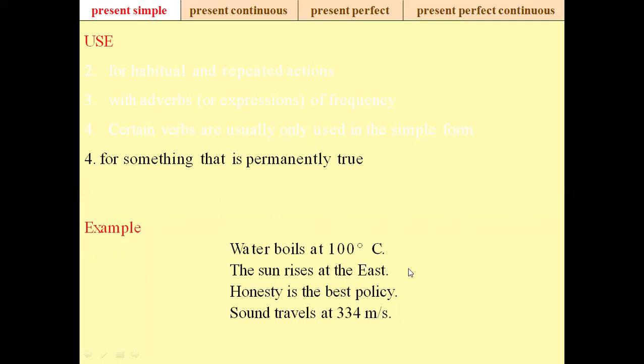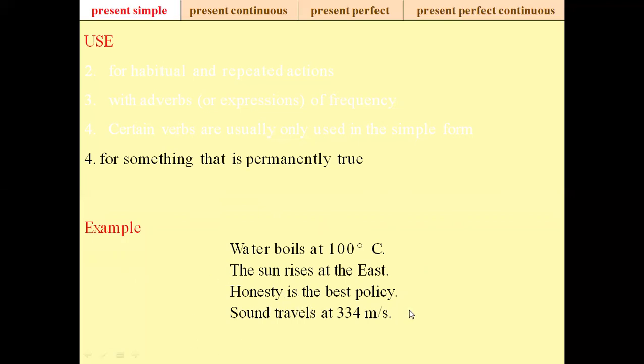Water boils at 100 degrees. It is true, a universal truth, nothing else. So we use only the simple present tense here. The sun rises in the east. Again, it is a universal truth, so you can use the simple present tense here.